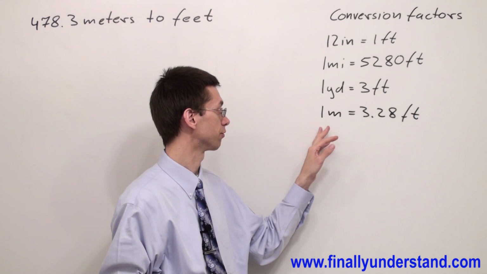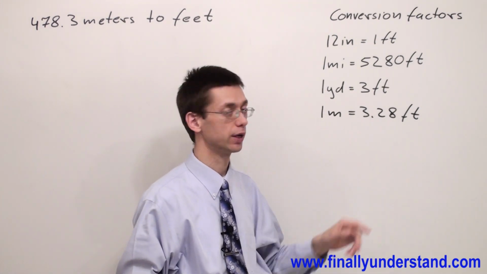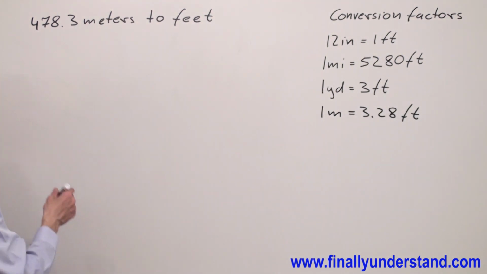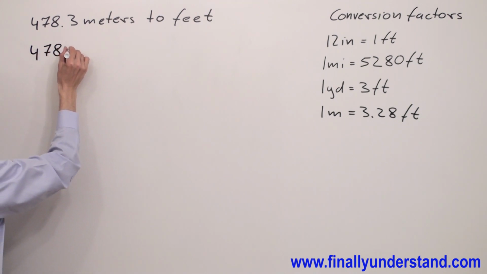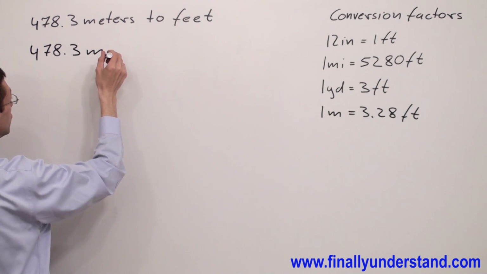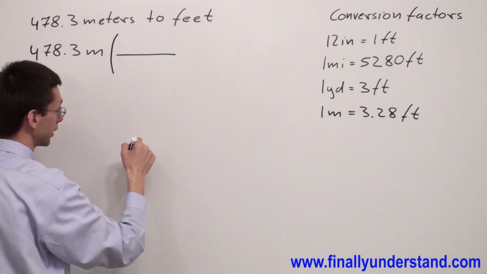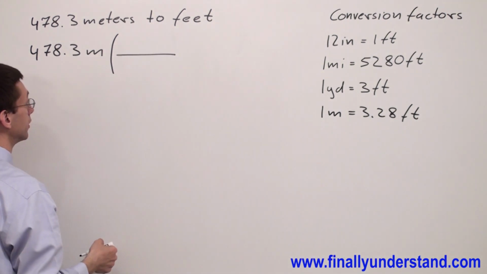This time we're supposed to convert meters to feet. We're supposed to use another conversion factor, which says that 1 meter is equal to 3.28 feet. So we have 478.3 meters. We have to convert to feet. We're supposed to use the conversion factor. Like I said before, 1 meter is equal to 3.28 feet.